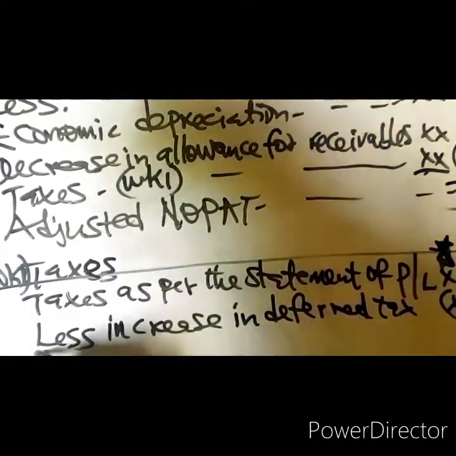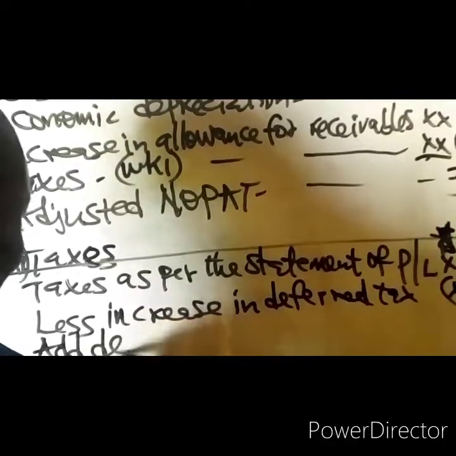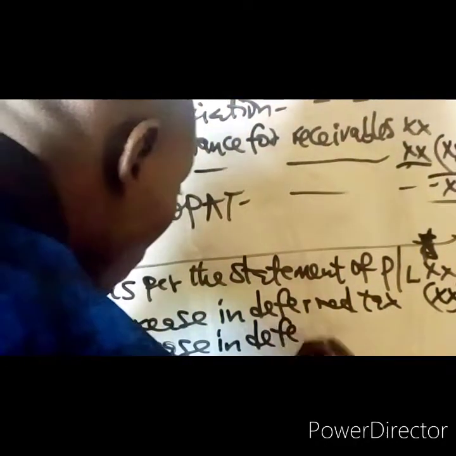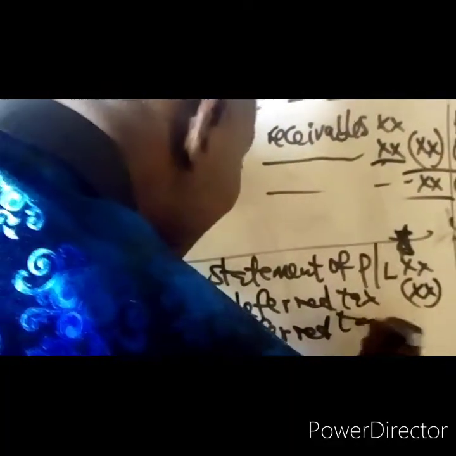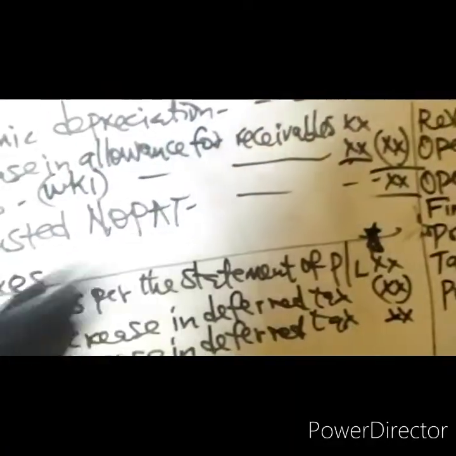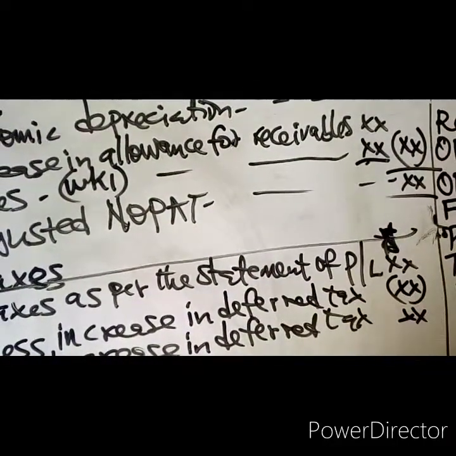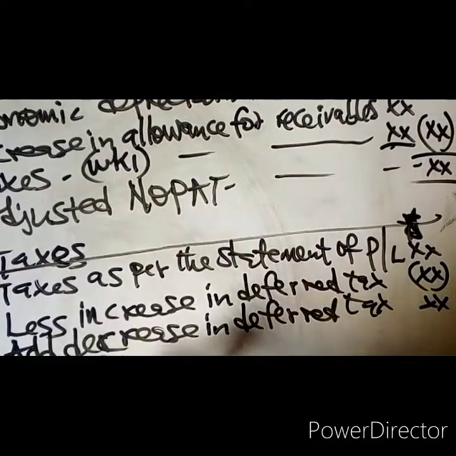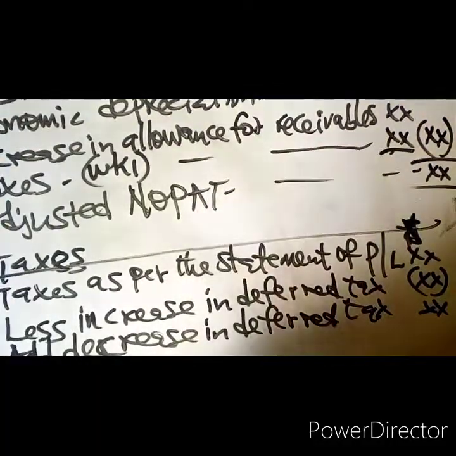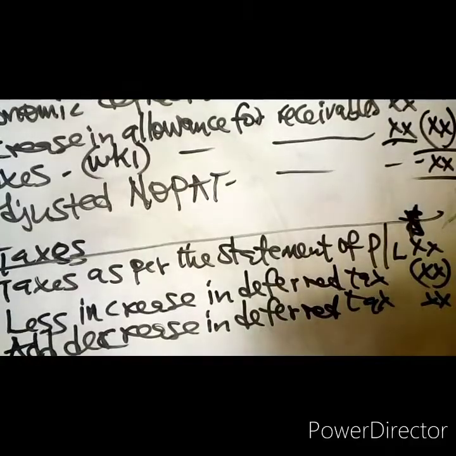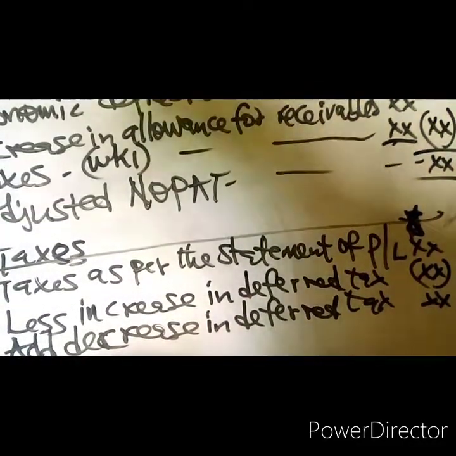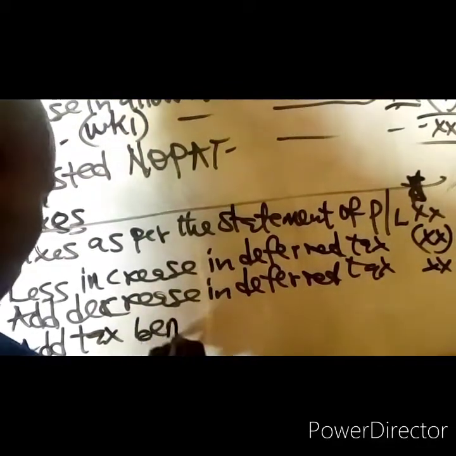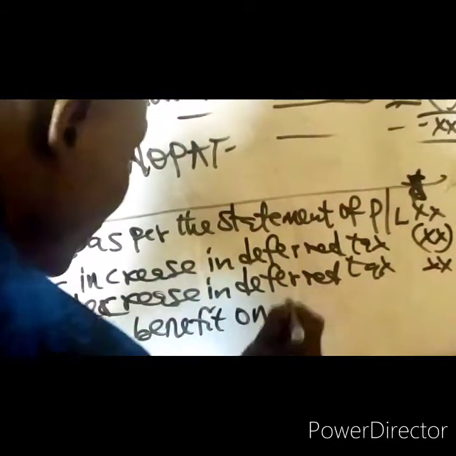So you now add decrease in deferred tax. The decrease in deferred tax had been deducted in arriving at the amount of tax to be expensed, so since it has been deducted, you are adding it back. Then you now add tax benefits on interest.